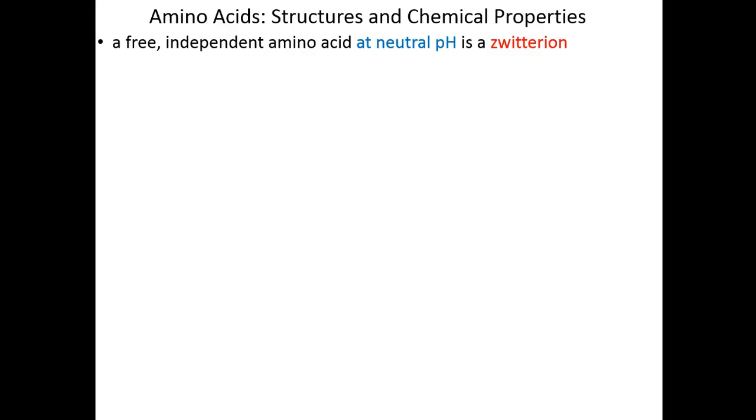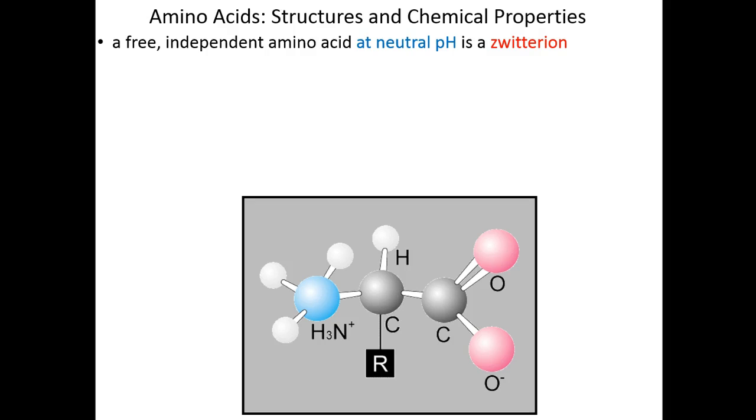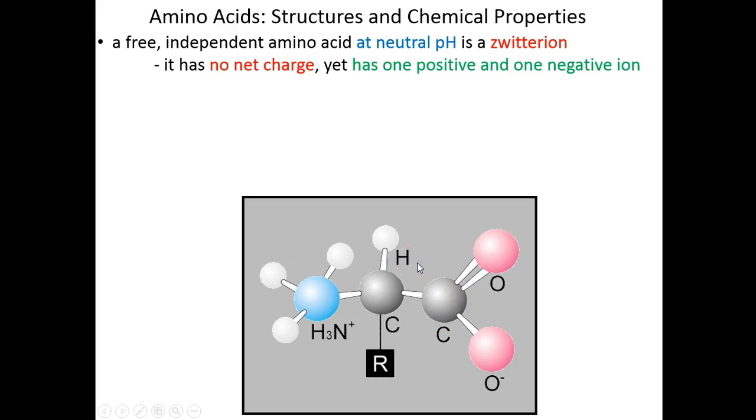Some other side notes to tie up and make clear. A free independent amino acid at neutral physiological pH is referred to as a zwitterion. A zwitterion is any molecule that contains an equal number of positive and negative charges. Of course, amino acids have one positively charged amino group and one negatively charged carboxy group. So this is an ion. It has charged groups, but its net overall charge is 0 because the positive amino group is canceling out the negative carboxy group. That's a zwitterion.